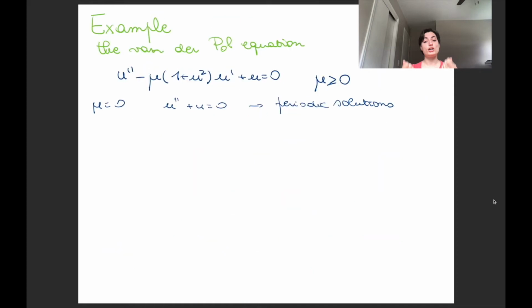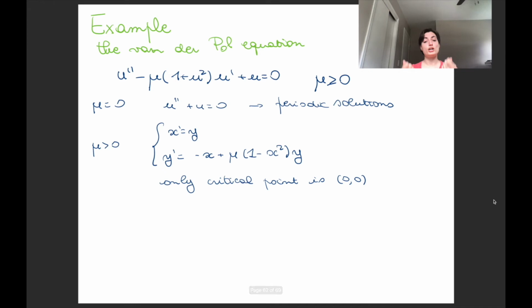Let's look at an example of a periodic orbit in a more complicated system. This is the van der Pol equation. It's u'' minus mu times (1 plus u squared) times u' plus u equals 0. And we are expecting mu to be bigger or equal than 0. If mu is exactly equal to 0, the equation simplifies to u'' plus u equals 0, and we know we have periodic solutions. So let's consider mu positive.